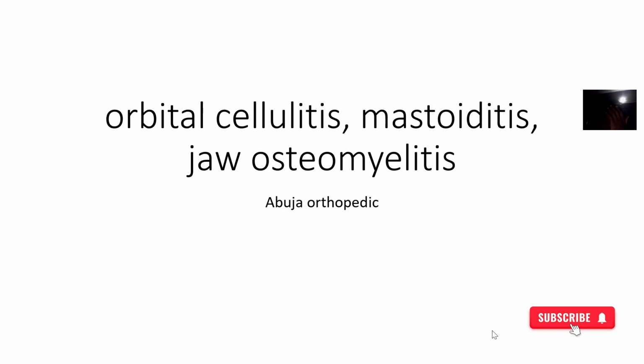So now we're trying to look at several types of inflammations, different inflammations and different parts of the body where they could occur. We look at what is known as orbital cellulitis, mastoiditis, and jaw osteomyelitis. That's infection rather than inflammation. The last one is mainly infections; the other ones could be infections or any other thing. So let's quickly go through them one by one.